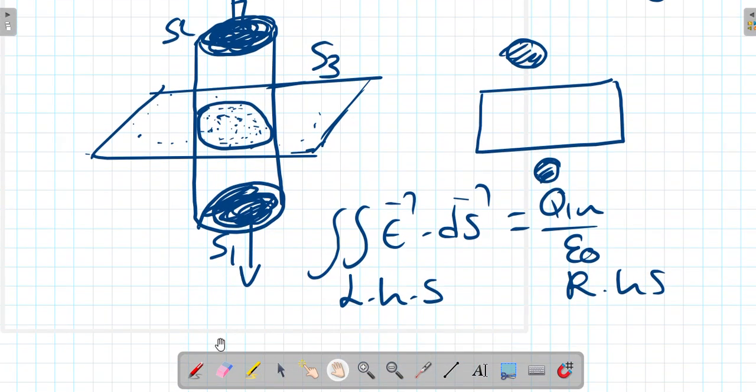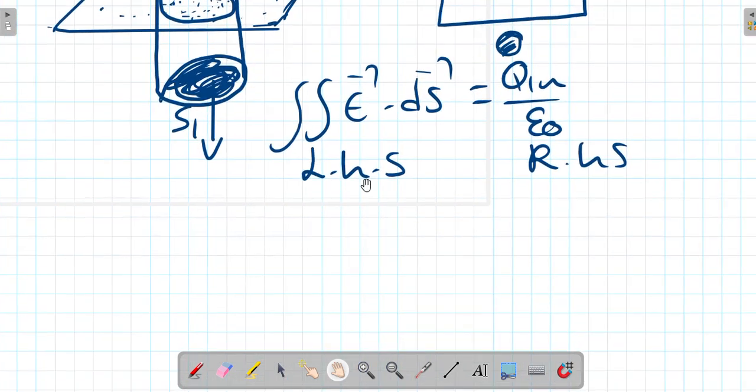Then for S3, the lateral surface, the direction will be on this side. This is how we indicate the directions of each surface. So we have up, down, sideways. These are the normal vectors, because that surface is a vector.